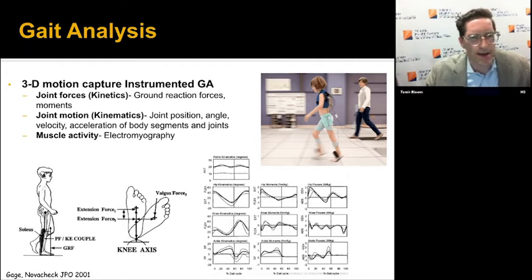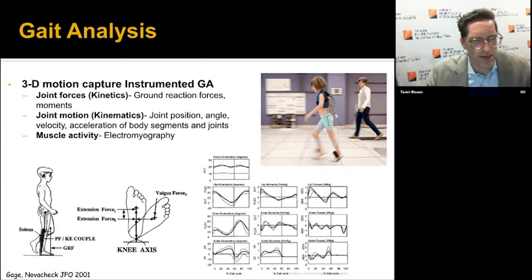within our region, and the data that we can collect is quite astounding. We're able to get information on joint forces or kinetics. These are ground reaction forces. These are the forces that counter the forces of gravity with walking. We're able to measure moments, which are forces that act at a distance, and we're able to measure joint motion or kinematics. This is joint position, angle, velocity, acceleration of body segments and joints, as well as using electromyography to get muscle activity.